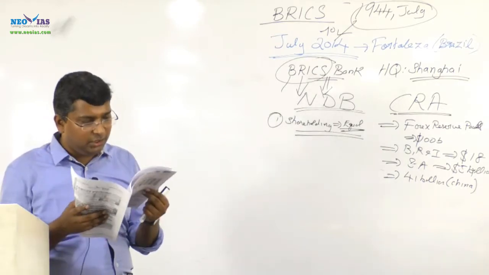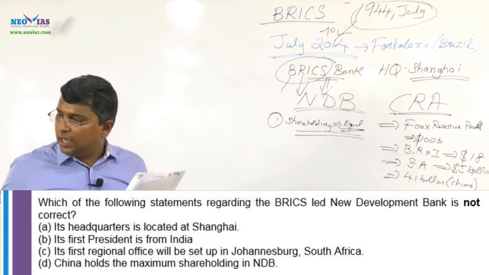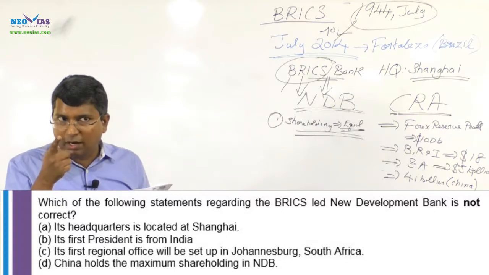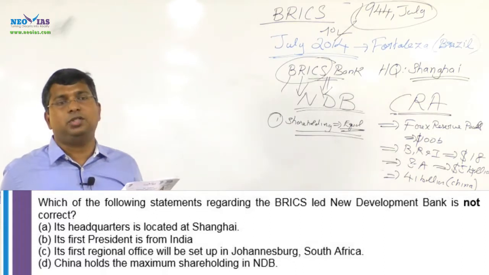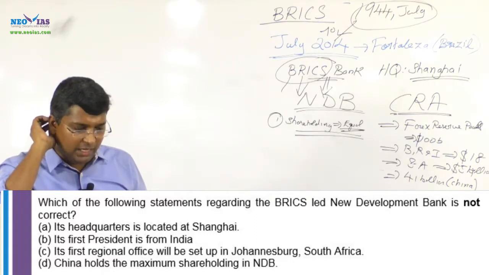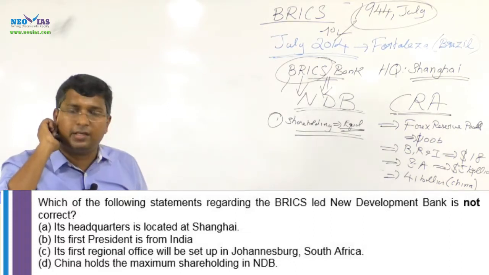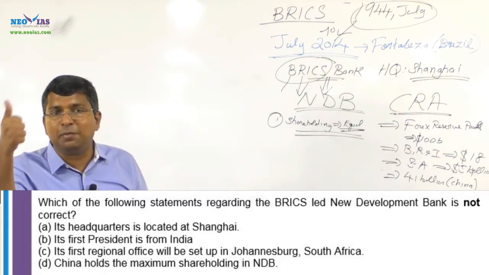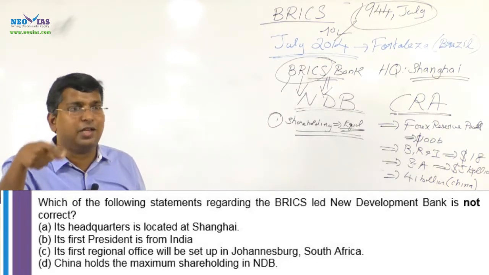New Development Bank, question number 43. Which of the following statements regarding the BRICS-led New Development Bank is not correct? You have to see that word not. Its headquarters is located at Shanghai. Is it correct? Yes. Its first president is from India. Yes, correct, it's KV Kamath. Its first regional office will be set up in Johannesburg, South Africa. That is also correct. China holds the maximum shareholding in the New Development Bank. In the New Development Bank, it is equal shareholding. That's the wrong statement. From this question, you learn a very important point.